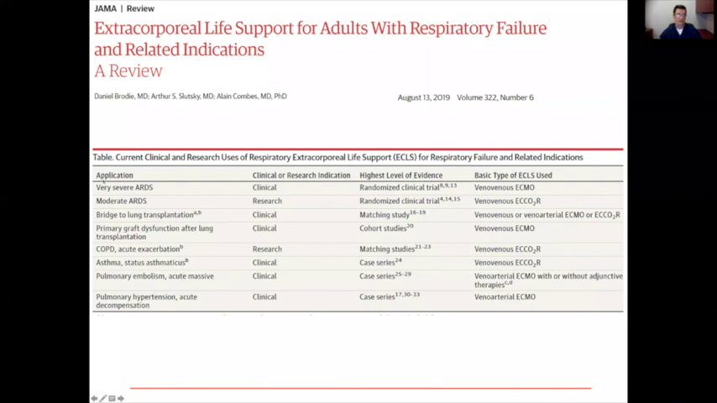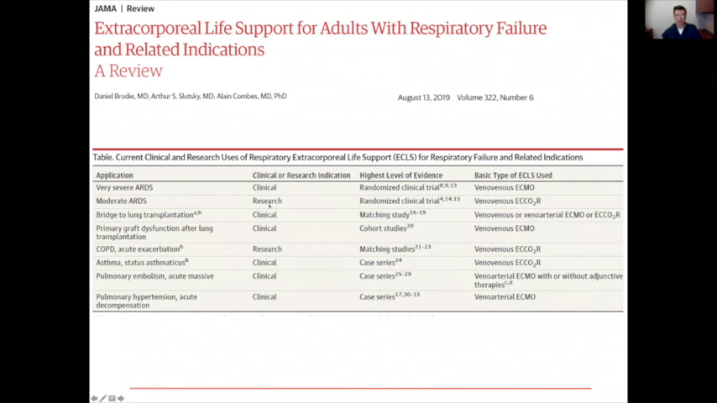Here's a way of dividing it up and looking at the different potential indications: very severe ARDS, moderate ARDS, lung transplant, primary graft dysfunction, COPD, asthma, pulmonary embolism, and pulmonary hypertension as the primary examples. Whether it's a clinical or research indication, I would consider acute exacerbation of COPD and moderate ARDS to be research indications, whether it's ECMO or ECCO2R. And then here's the highest level of evidence.